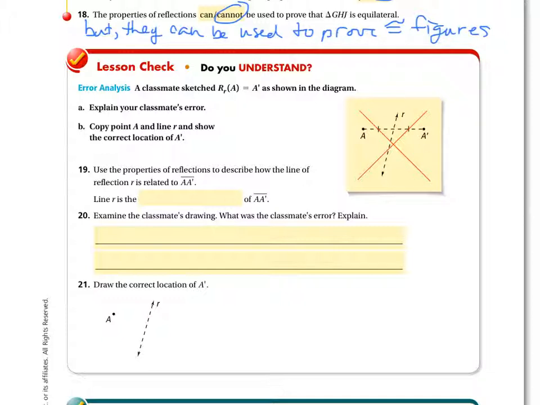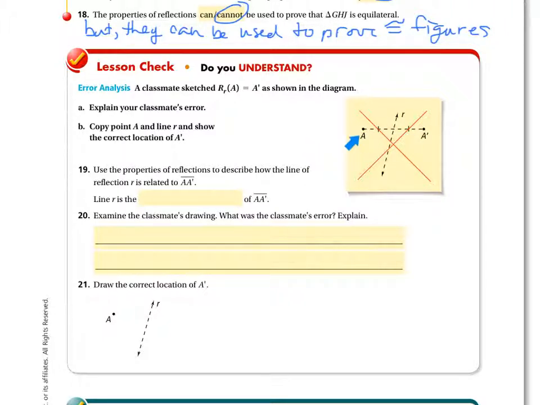All right, so let's look at 19. Use the properties of reflection to describe how the line of reflection is related to A, the line segment A to A prime. Okay, so he's drawn, or she, we don't know who the classmate is, a line from A to line R. Well, he made a mistake. From A to the line of reflection and from the line of reflection to A prime, they have drawn congruent segments.